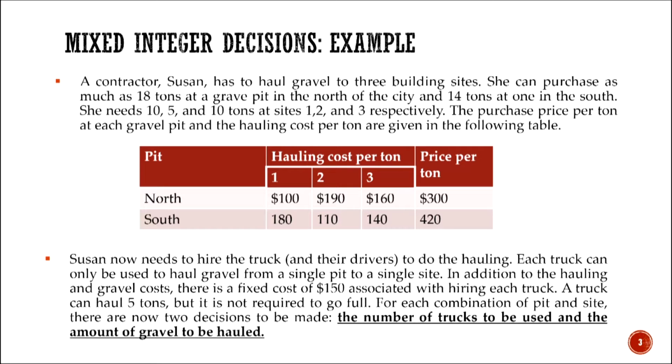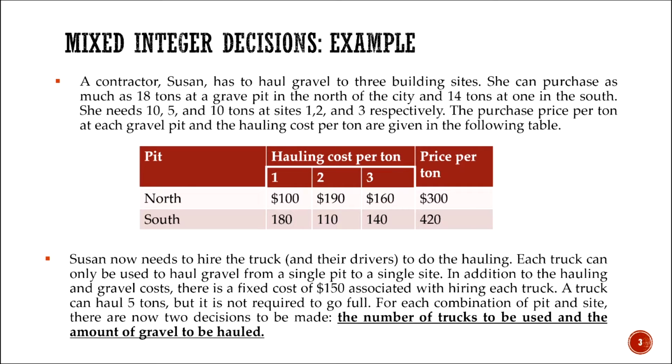Here's the problem statement. A contractor, Susan, has to haul gravel to 3 building sites. She can purchase as much as 18 tons at a gravel pit in the north of the city and 14 tons at one in the south. She needs 10, 5, and 10 tons at site 1, 2, and 3 respectively. The purchase price per ton at each gravel pit and the hauling cost per ton are given in the following table. So these are the input parameters that we need for our model. There are 2 pits, 3 sites, and we have the cost for each pair of pit and sites.